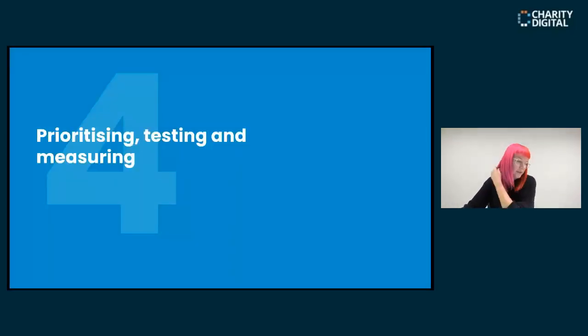Okay, so hopefully that gave you just a quick refresher of some of the real key things to apply when thinking about making your journeys more effective. Really simple things, but they can make such a huge difference. So I'll move on now to prioritizing, testing, and measuring.